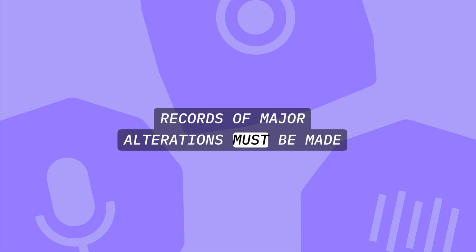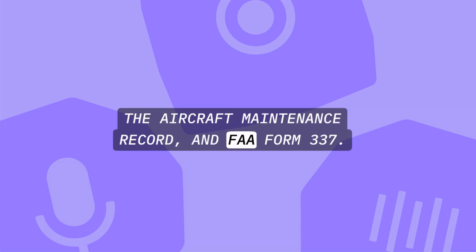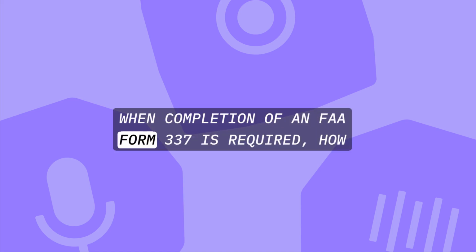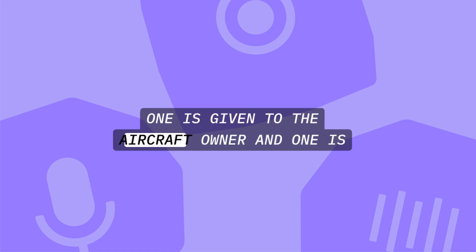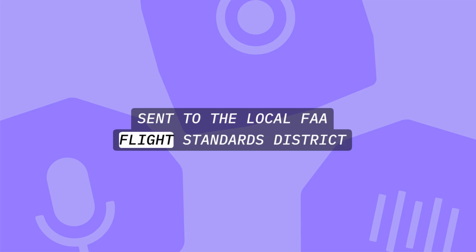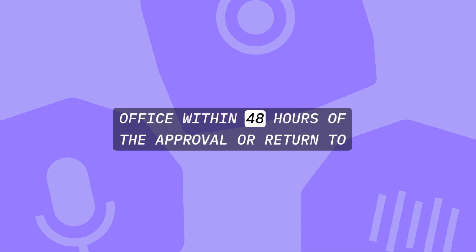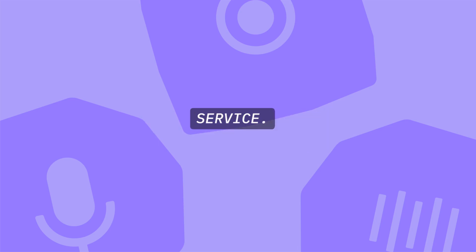Records of major alterations must be made in what two places? The Aircraft Maintenance Record and FAA Form 337. When completion of an FAA Form 337 is required, how many copies are normally prepared and what are their distribution? Two signed copies. One is given to the aircraft owner, and one is sent to the local FAA Flight Standards District Office within 48 hours of the approval or return to service.